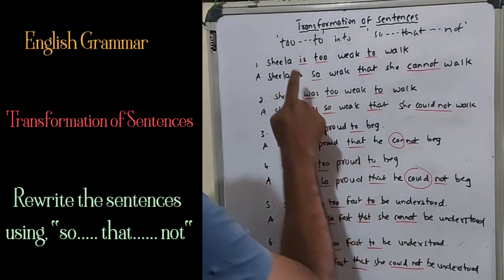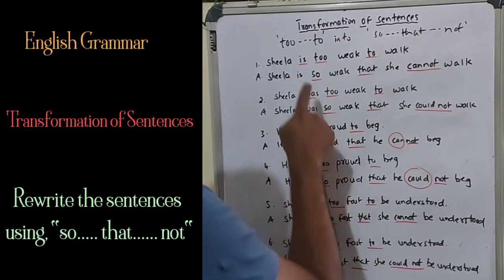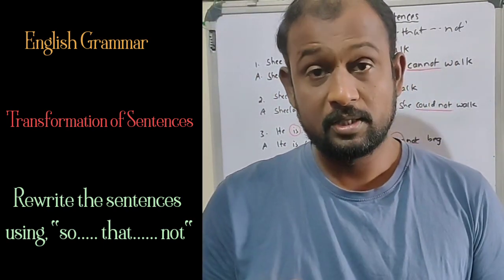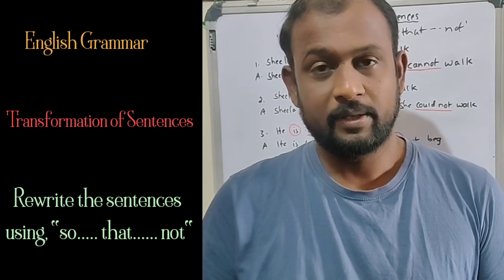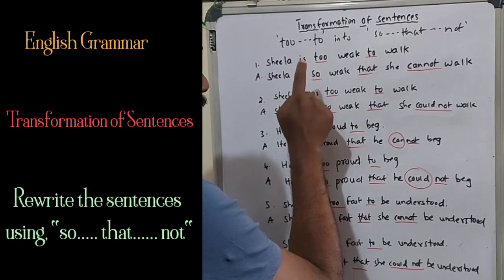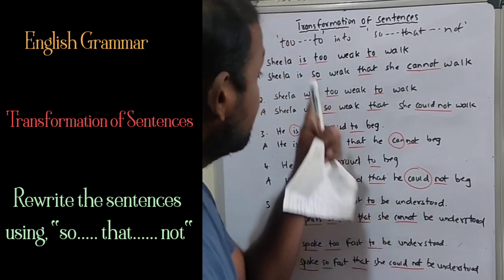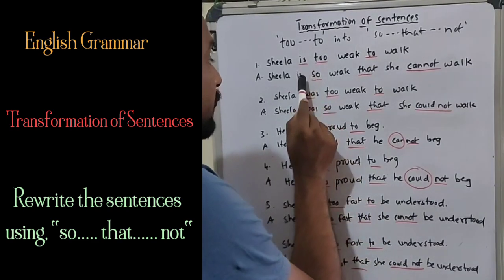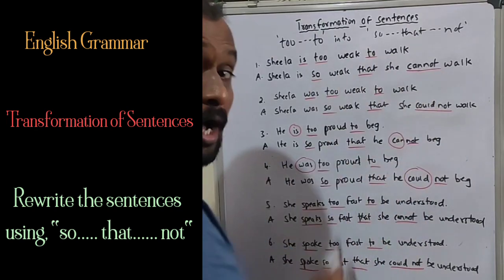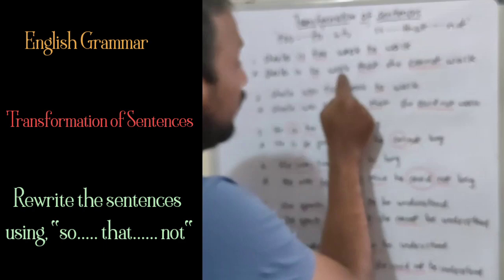Sheila is too weak to walk. Look at this word, is. This is a present tense. As this is a present tense, remember, you need not make any changes in the tenses. So please retain this helping verb as it is. So "is" must be retained. This too becomes so, and this to must become that and not. How to use that and not? First write weak as it is, and after writing weak, you write that.